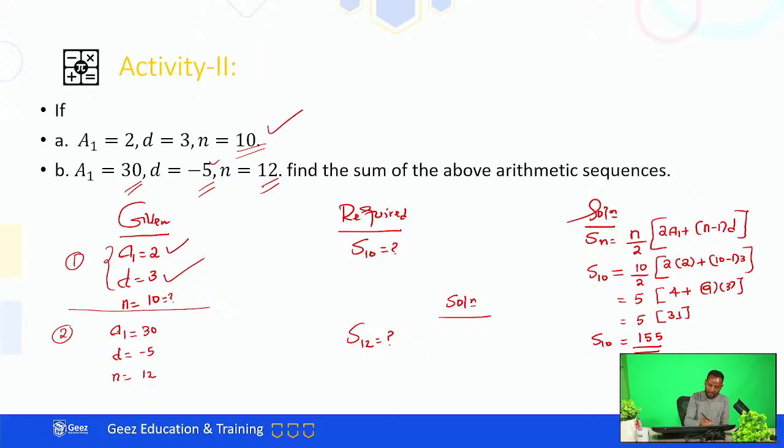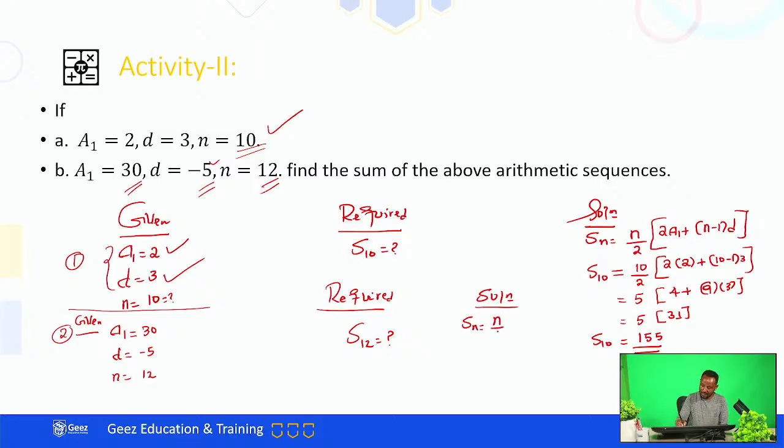So we have the given over here. We have the required one over here. And we have the solution over here a little bit distant, to make our life a little bit easy. So let's see the solution. We provide first the formula.